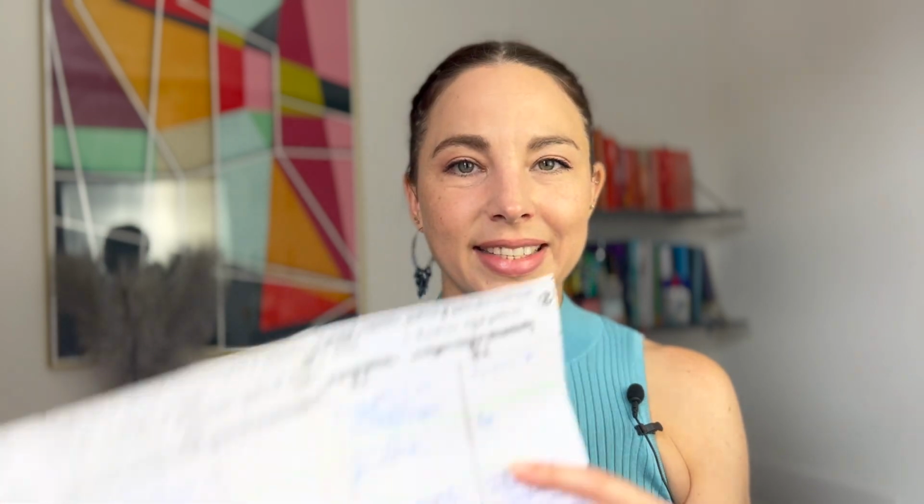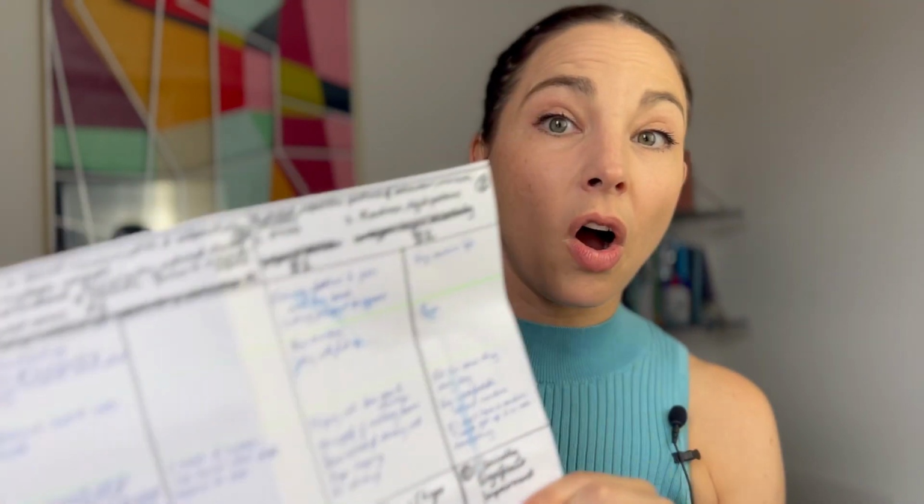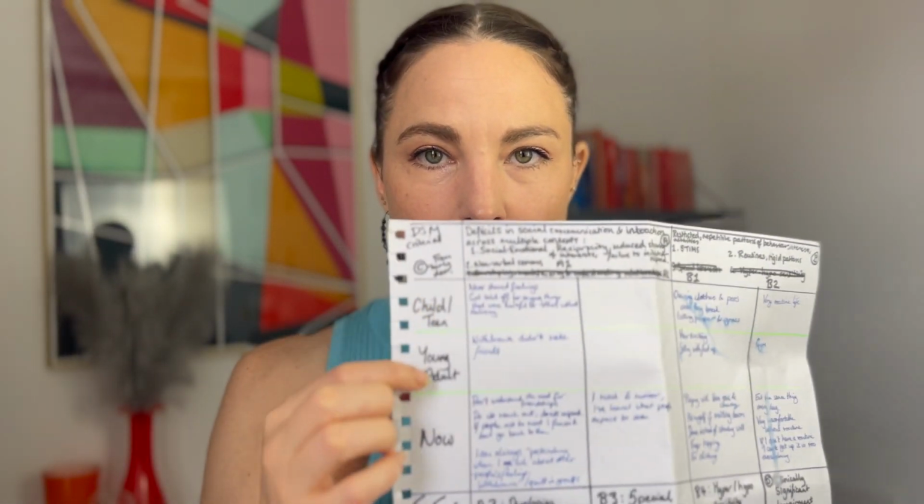And I made this chart, each different part of the diagnosis in the different columns, and then I also broke it down over time, which was child/teen, young adult, and now. And I did this so that I could kind of track back what was it that was going on at different points in my life.